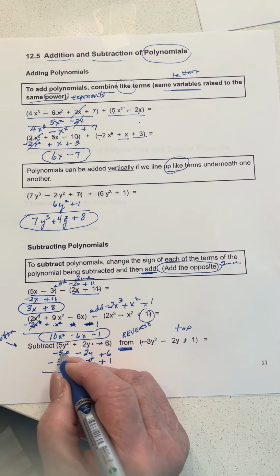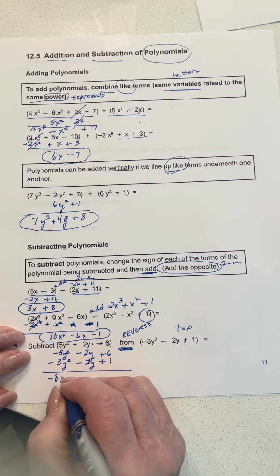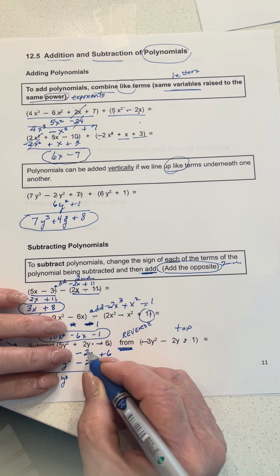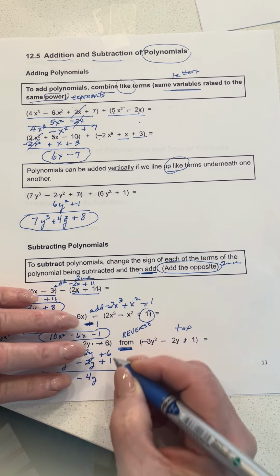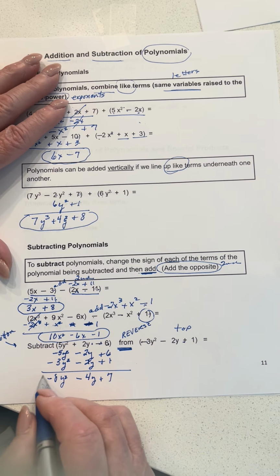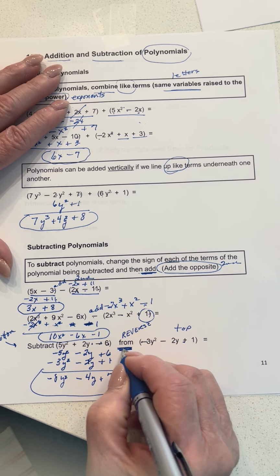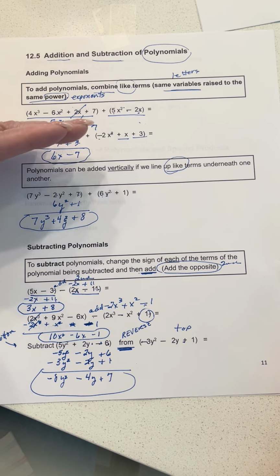So we have 5 negative, 3 negative would be 8 negative y squared. We have 2 negative and 2 negative y, which would be negative 4y. And we have 6 plus 1, which would be a positive 7. So you have to watch for this. If it just has a negative sign, then it's the second polynomial.